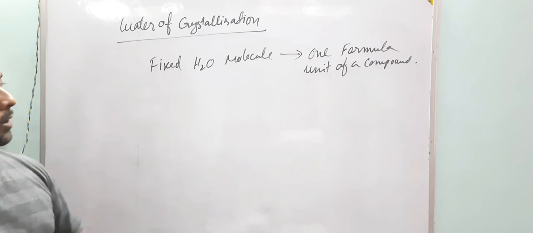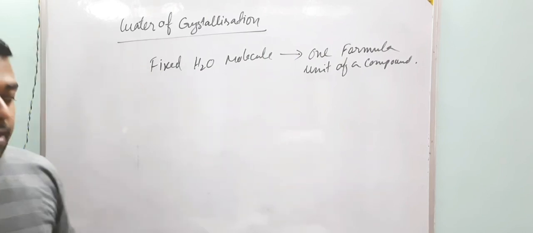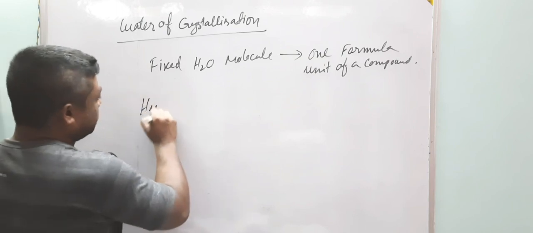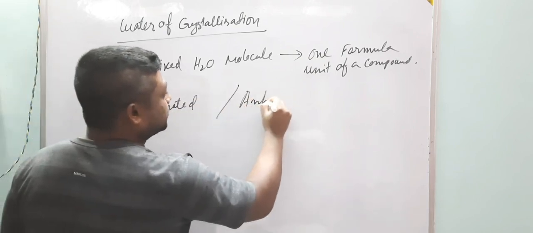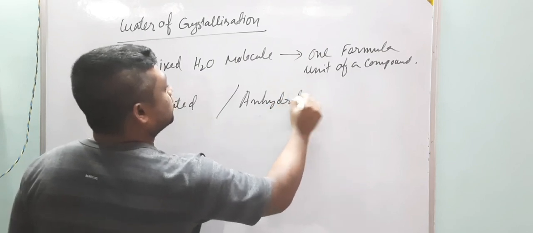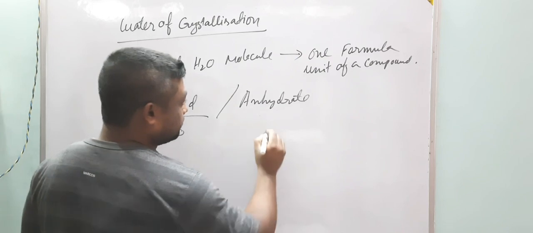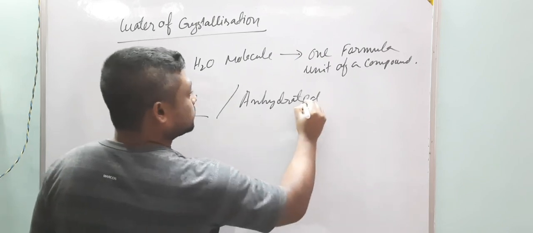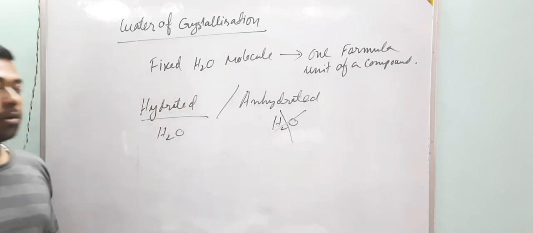The fixed water molecule. Before going to the fixed water molecules, we need to learn something about the hydrated state and the anhydrated state. Hydrated means it consists of water molecules, and anhydrated means it has no water molecule.